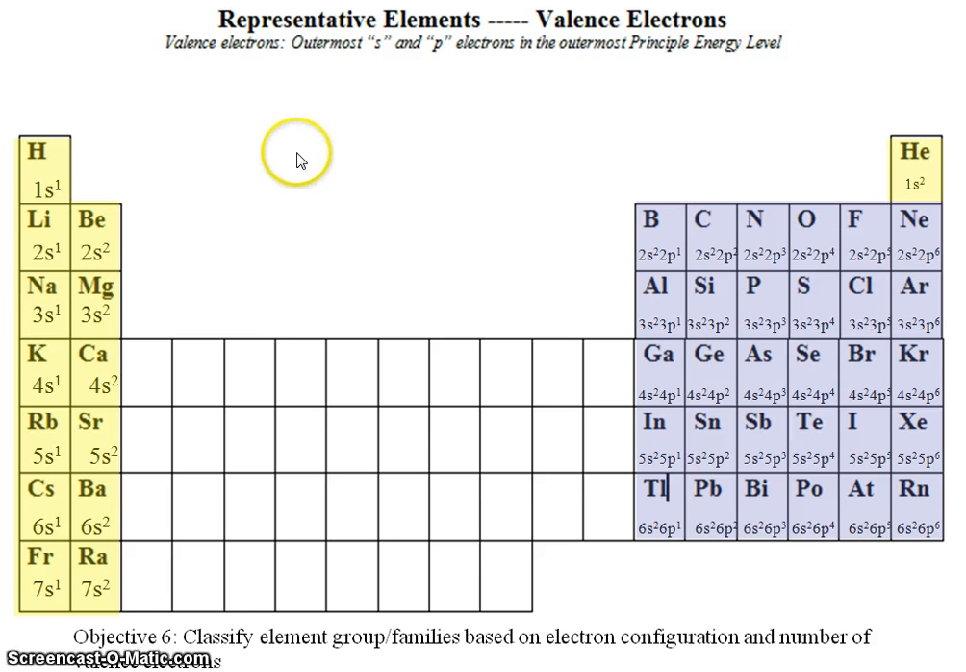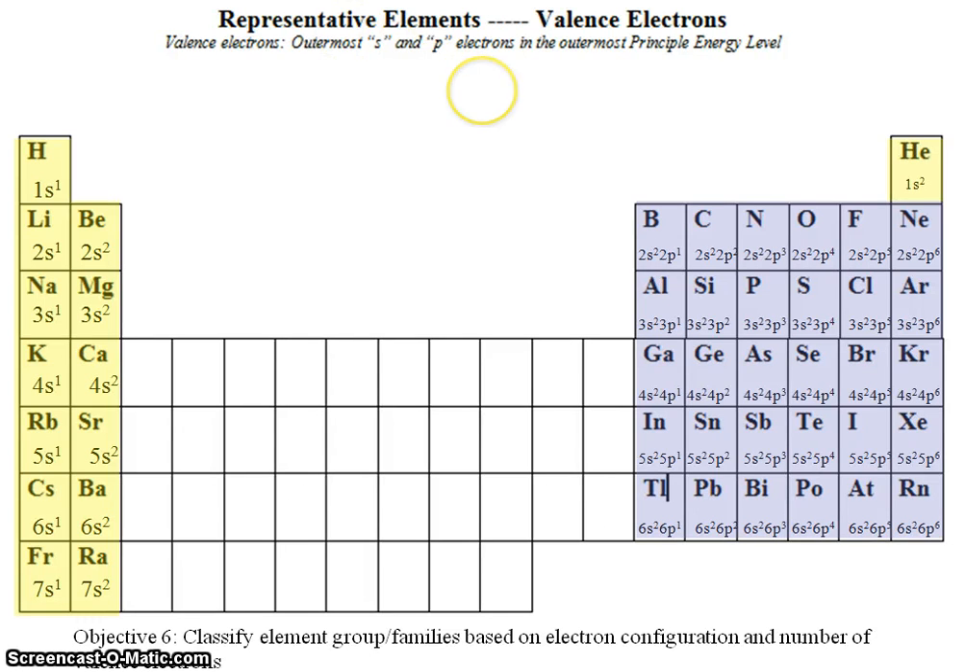So first and foremost, objective number 6 says you're going to classify element groups based on the electron configuration and number of valence electrons. To do that, you need to know that representative elements are any elements found in the S or the P block. You might want to make note of that as a definition: representative elements are the elements found in the S and/or P block.